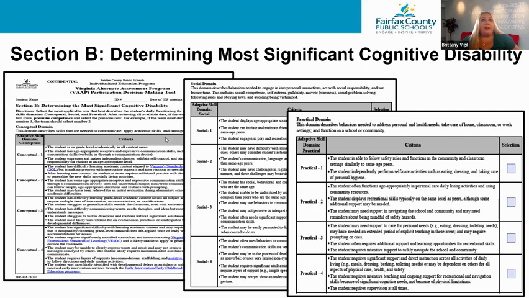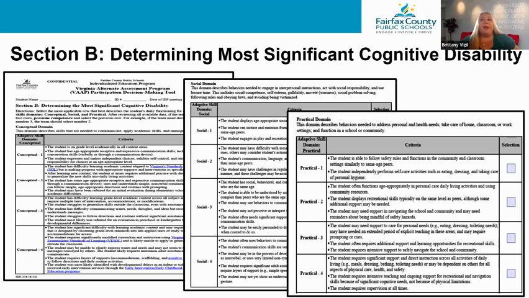After you look at the initial eligibility for your child, the next section is Section B, determining the most significant cognitive disability. In this section, IEP teams will select the most applicable row, which best describes the student's daily functioning for each of the adaptive skill domains: the conceptual domain, the social domain, and the practical domain. Students with a most significant cognitive disability will have significant deficits in all adaptive skill domains.